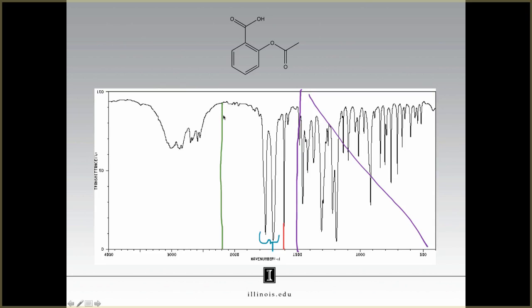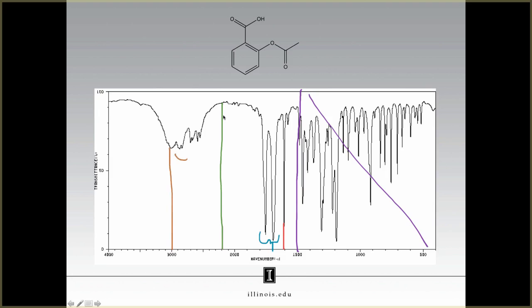Now remember the caveat that I stated. Just because I don't see a stretch here does not mean there isn't a carbon-carbon triple bond. But it's a very good indication that I don't have a carbon-carbon triple bond. Okay, now let's look at the next region. Let's look at roughly 3000. What do I see here?